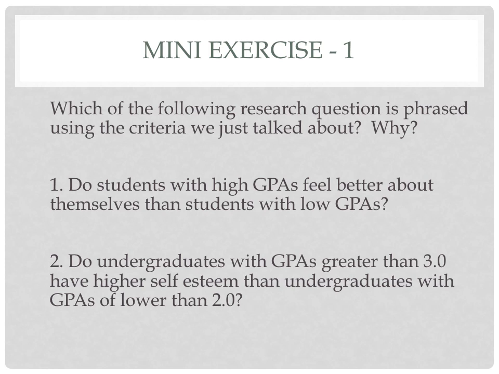So, now would be a good time to do a mini exercise. Using the four criteria that we just talked about, which of the following research questions is phrased in a way that would make it an effective and good research question? Do students with high GPAs feel better about themselves than students with low GPAs? Do undergraduates with GPAs greater than 3.0 have higher self esteem than undergraduates with GPA of lower than 2.0? So, which one is it? Feel free to hit pause on the video if you need a moment to think about which one works best.